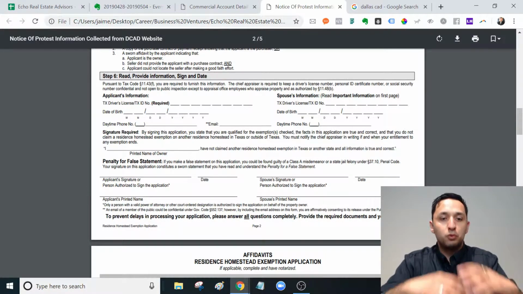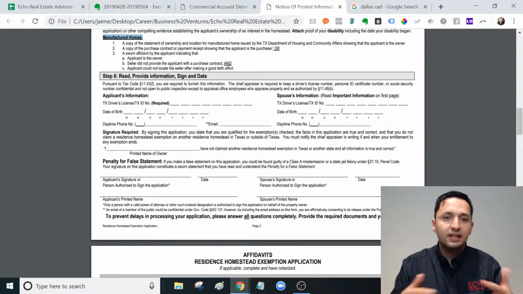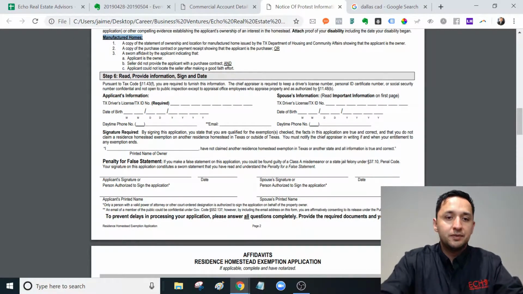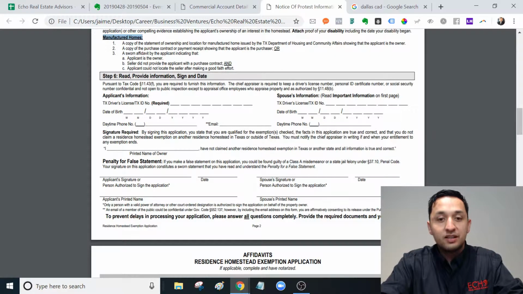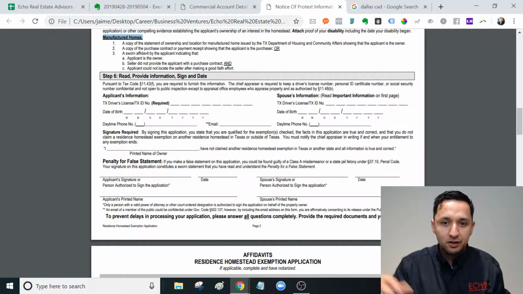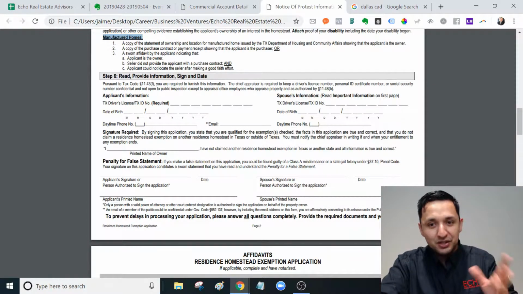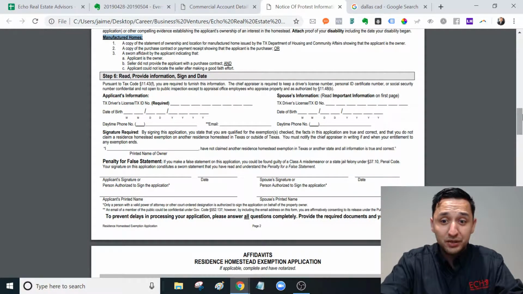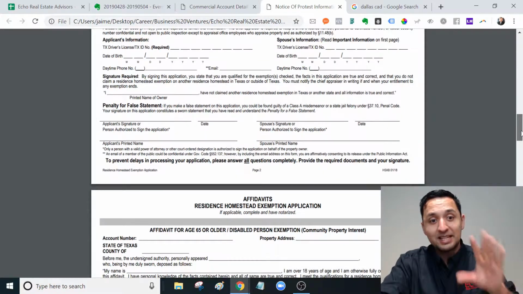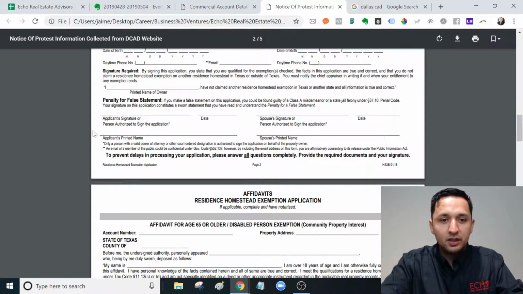Then you would print your name, stating to the fact that you're not misrepresenting anything in this application. Penalty for false statement, and then they're going to tell you that it's a Class A misdemeanor somewhere. You could be found guilty of a Class A misdemeanor. So that's serious business. Make sure that you fill out everything to the best of your abilities. You would sign it, you would date it, you would print your name again, and then you would mail it.